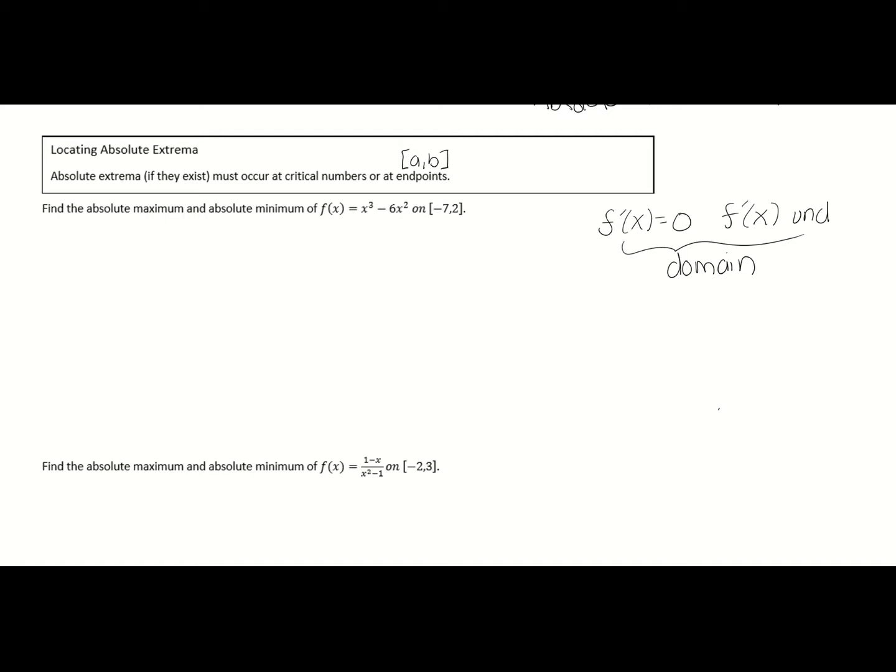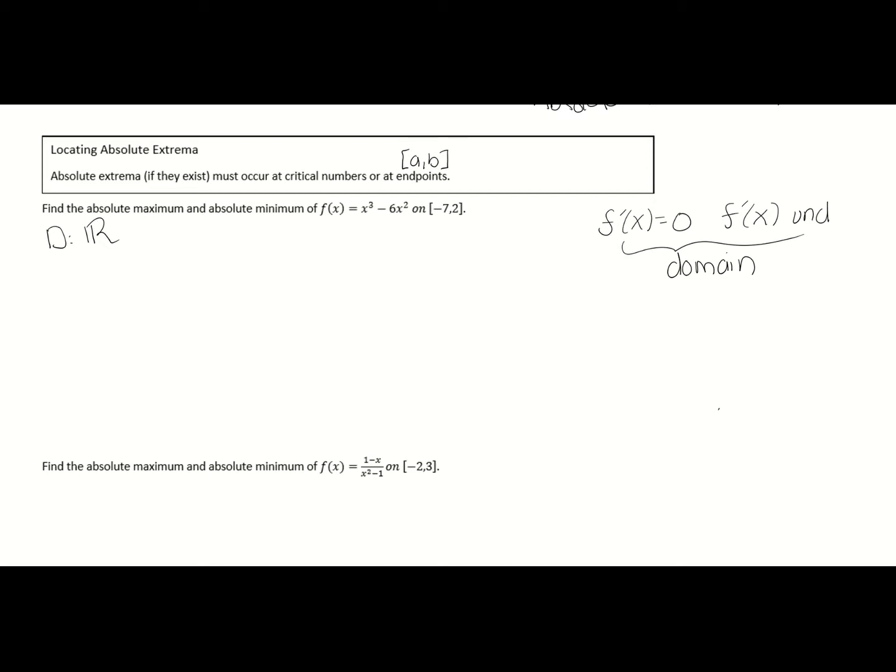That's how we're going to start. So we want to find the absolute maximum and absolute minimum of f of x is equal to x cubed minus 6x squared on the interval [-7, 2]. So I want to think about the domain. Because this is a polynomial, the domain is all real numbers. You can plug in any x and you will get a y.